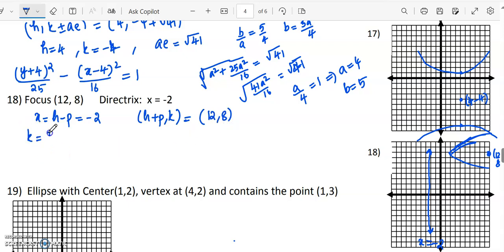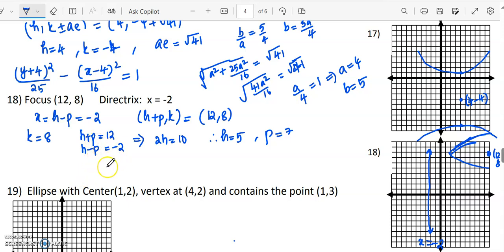So we will get k equal to 8, and we have h plus p equal to 12, h minus p equal to -2. So when we add these equations, we will get 2h equal to 10. So therefore h will be equal to 5. So that will be the h value. And if h is equal to 5, from the first equation we will get p equal to 7. So those will be the values of h, k and p.